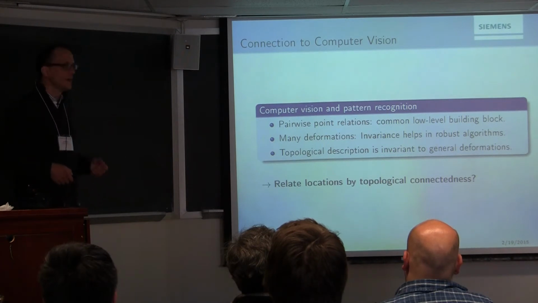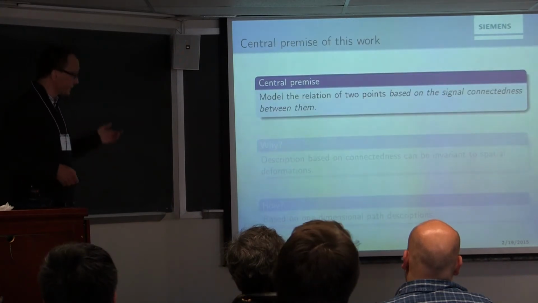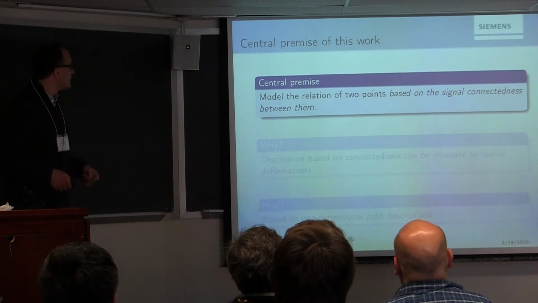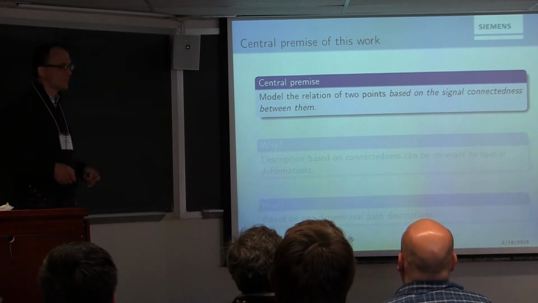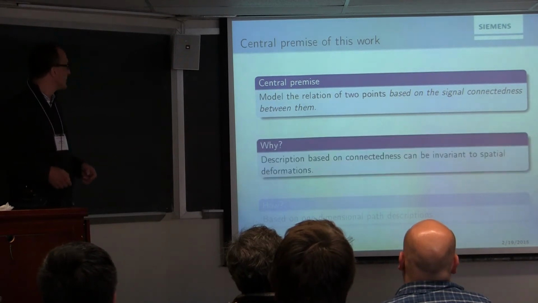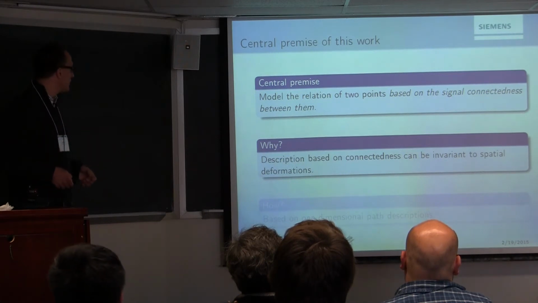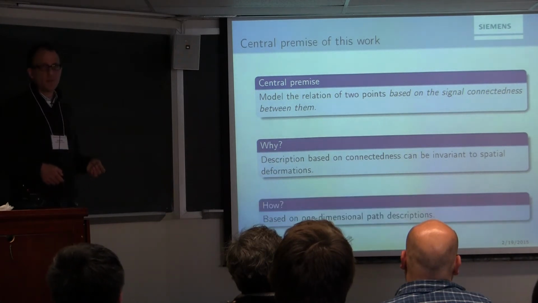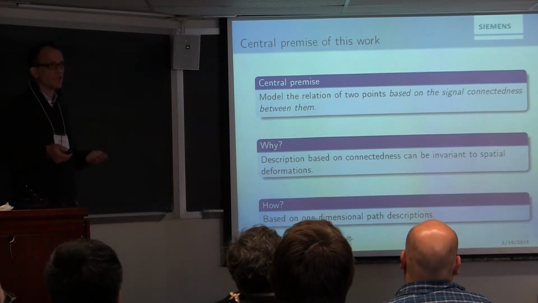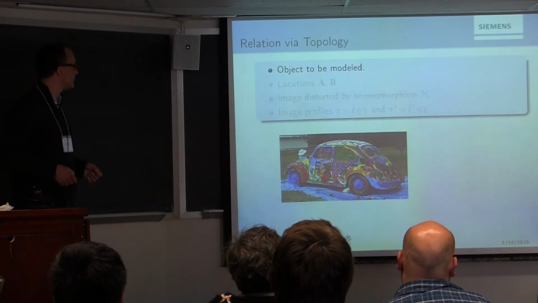So then the question is, can we relate locations practically by their topological connectedness? This is the central premise of this work. We want to relate the 2 points by the signal connectedness between them. We want to do this to gain an invariant representation, and we're going to do it based on one-dimensional path description. So basically we're factorizing the problem into a set of one-dimensional problems.